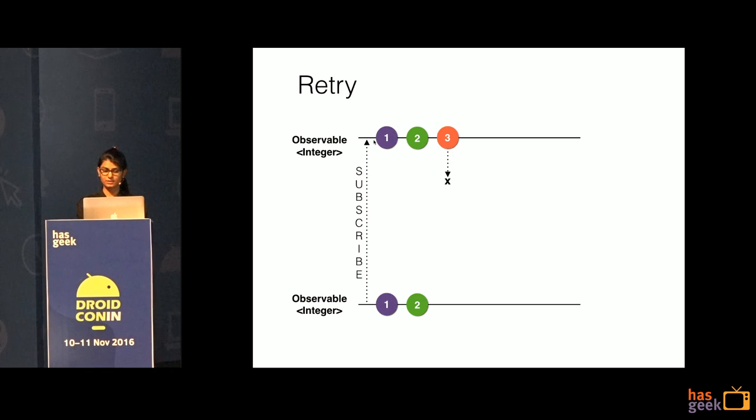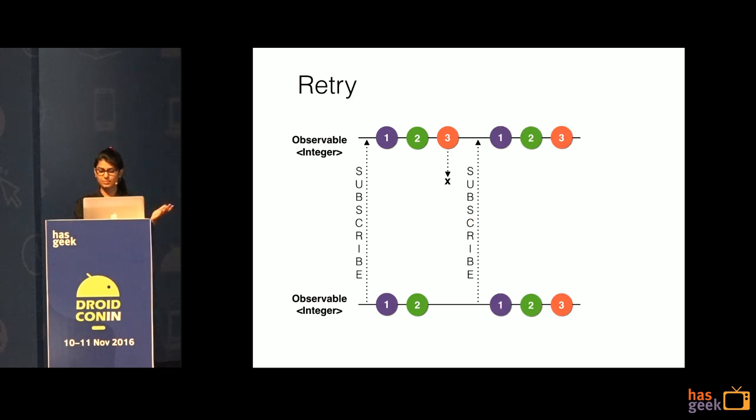What's happening here is we have a source which is emitting 1, 2, and 3. When 3 was getting emitted, we got an error. So what we can do here is apply the retry spell and resubscribe to this. It will simply retry, and this time the stream completed successfully.